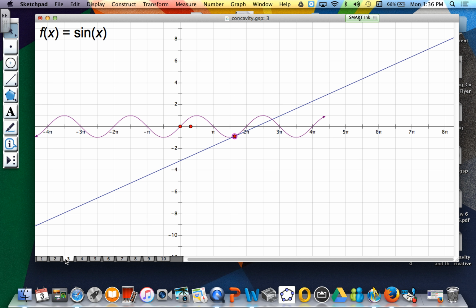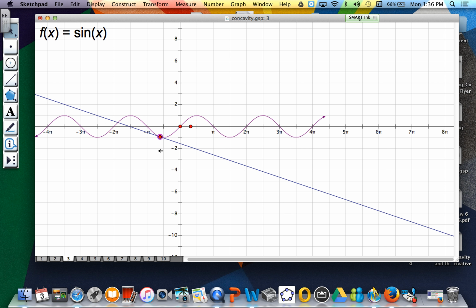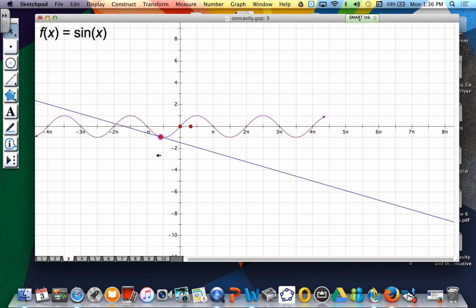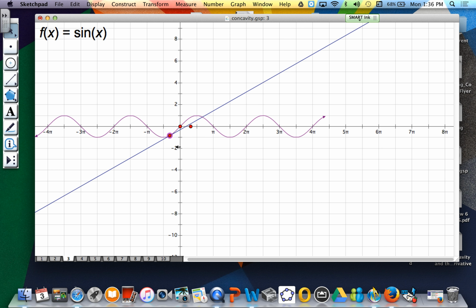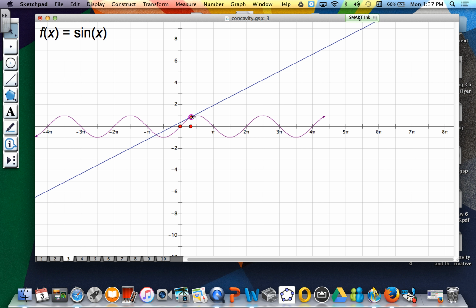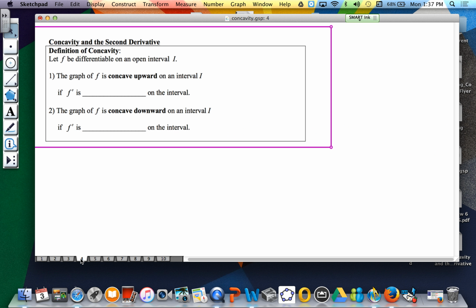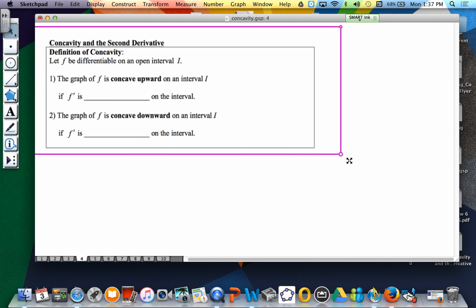Notice here is a graph of the sine curve. When the graph of the function is concave up, notice how the tangent line to the graph of the function is below the graph. When the graph is concave down, notice that the tangent line is above the graph. And it's making a switch right at that point of inflection, where you have a change in concavity. So, what does that mean in the world of our notes?